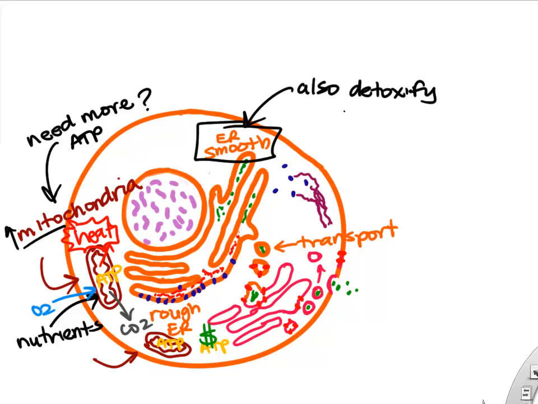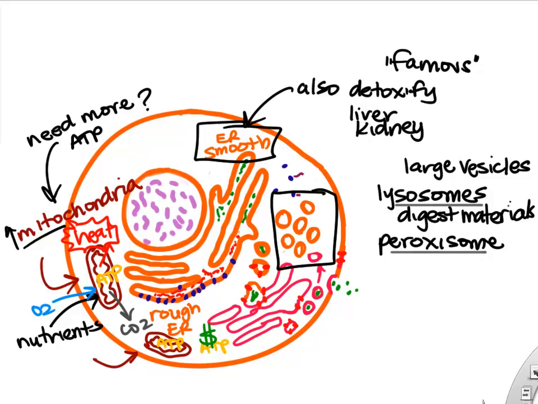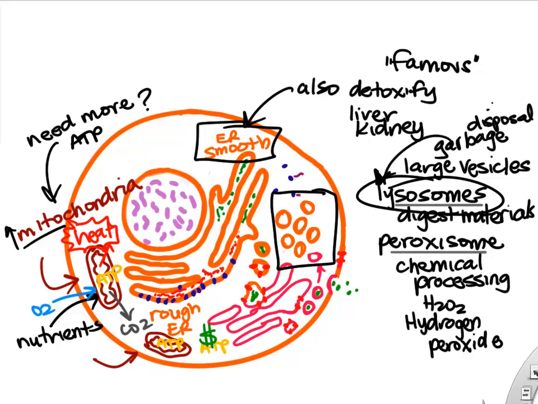I wanted to mention that smooth ER has sort of a famous function, and that's to detoxify chemicals in your liver and your kidney. We have some other large vesicles that you might see in the typical cell. Lysosomes digest big material, so they're sometimes called the garbage disposal. Peroxisomes are actually chemical processing vesicles, and so they can detoxify things like hydrogen peroxide. So again, these are some things you'll see in the typical cell.